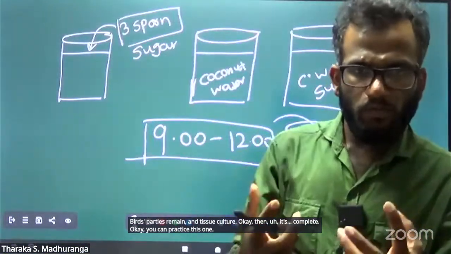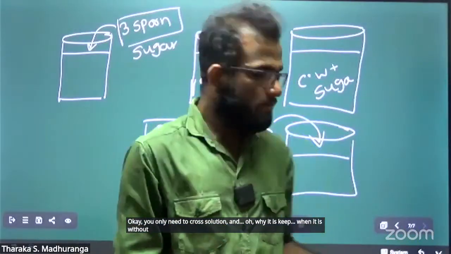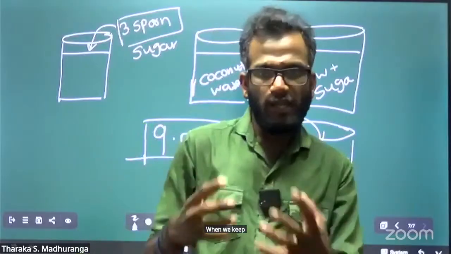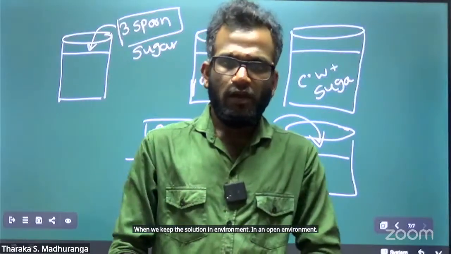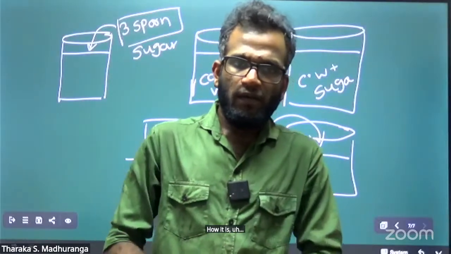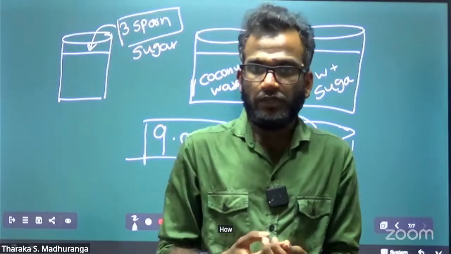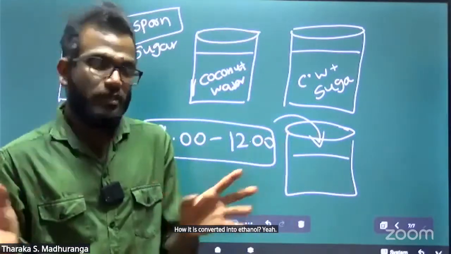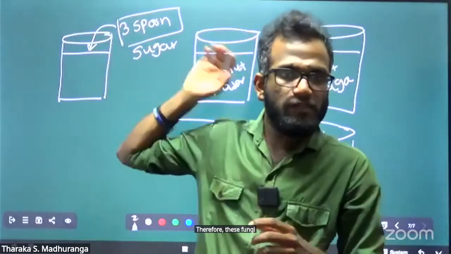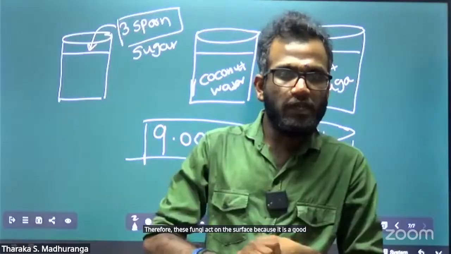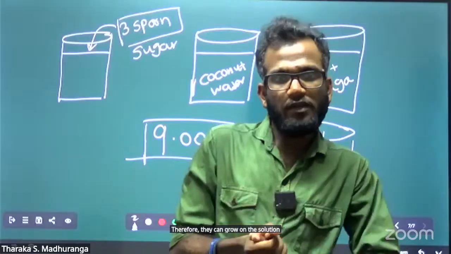Okay, you can practice this one. You only need a sucrose solution. And when we keep the solution in an open environment without adding yeast, how is it converted into ethanol? I told you earlier, the environment contains a lot of fungi. This fungi act on the surface because it is a good substrate. Therefore, they can grow on the solution, then convert it into ethanol.